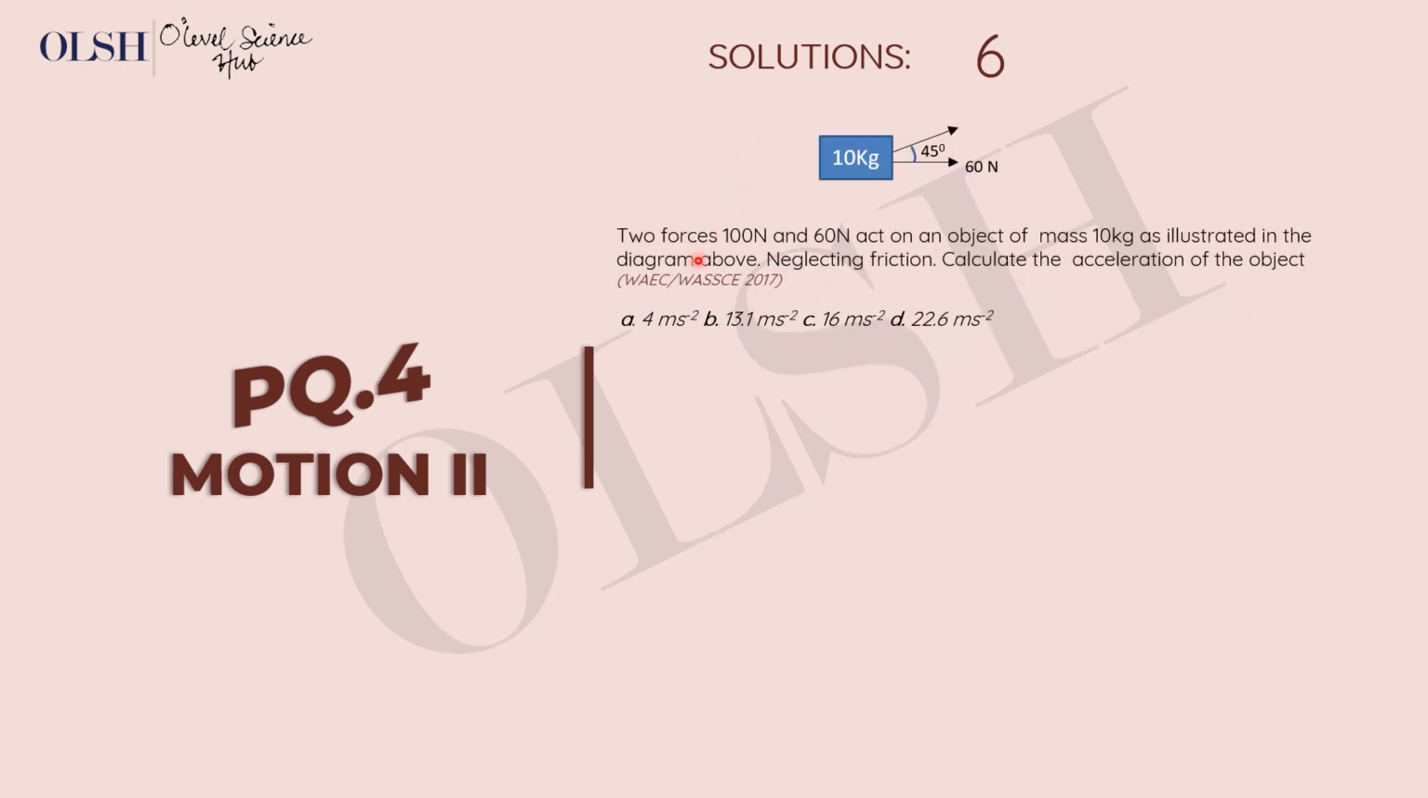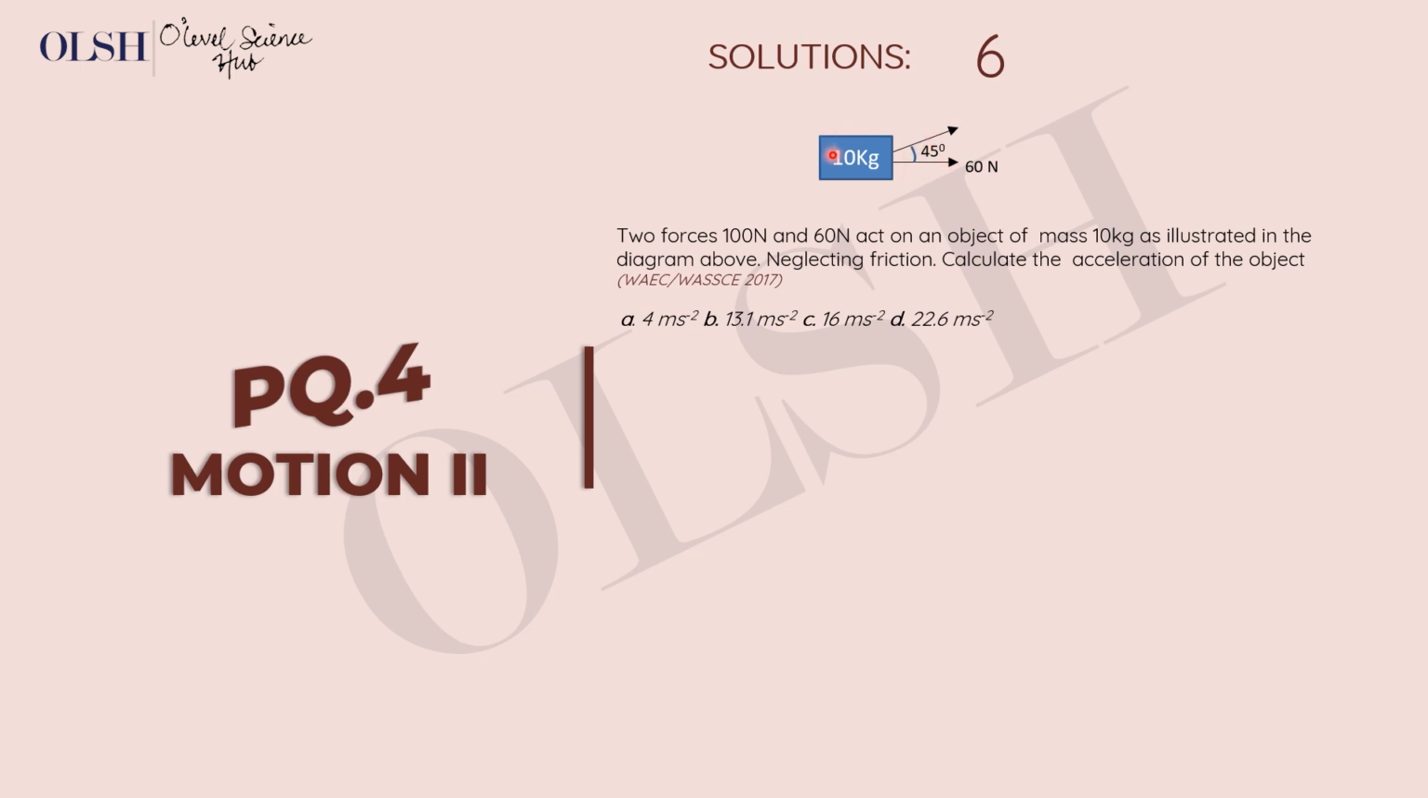Question number 6, we have two forces, 100 newtons and 60 newtons, acting on an object of mass 10 kg. Neglecting friction, calculate the acceleration of the object. So basically we have mass and we have force, and we are asked to calculate acceleration. So it's supposed to be a simple implementation of force equal to mass times acceleration. But then we see that one of the forces is inclined at an angle, so we have to resolve it into its horizontal component.